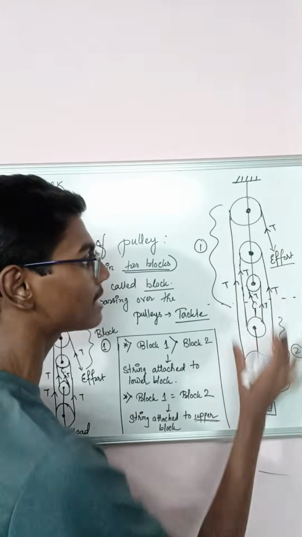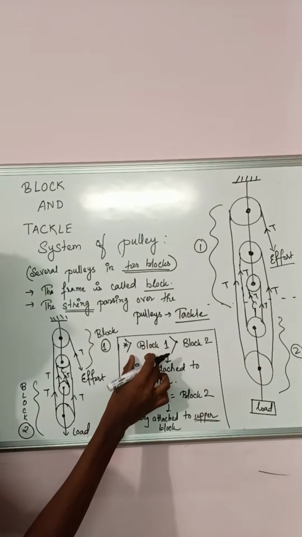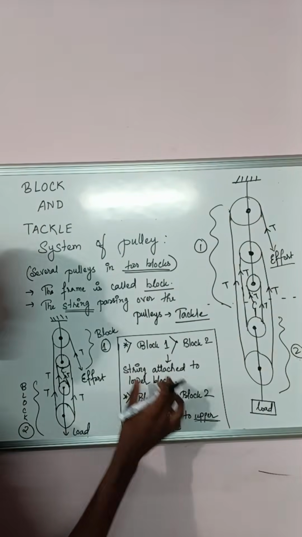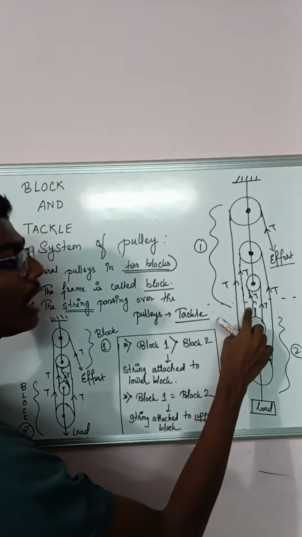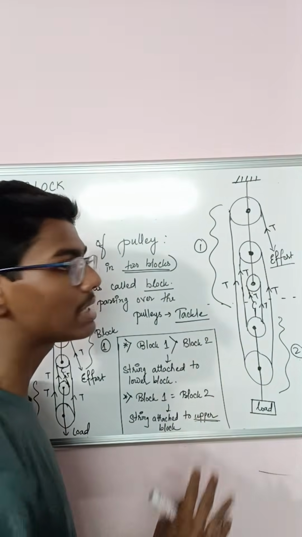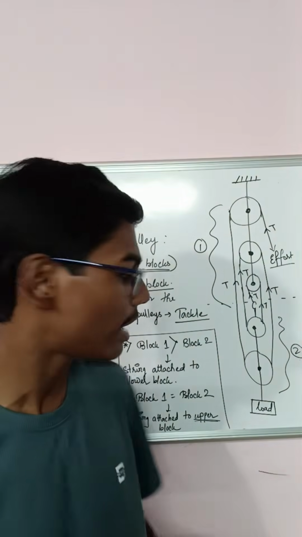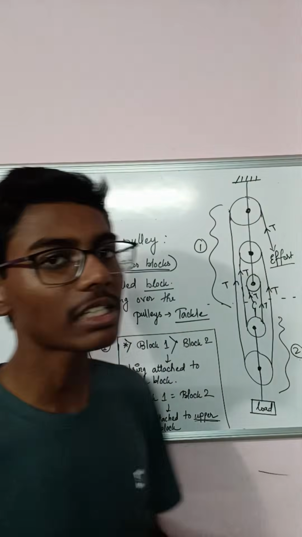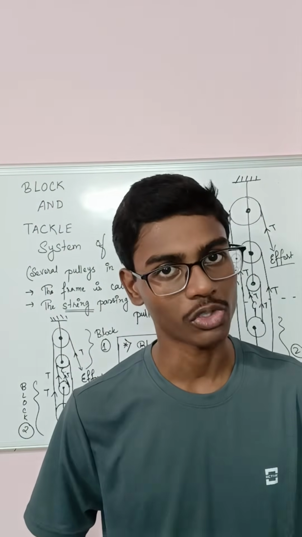And when it comes to this scenario where the number of pulleys in block 1 is greater than the number of pulleys in block 2, then the string is always attached to the lower block. Now you will say a third situation can also arise where block 2 is greater than block 1, but in the case of block and tackle, that is not possible.